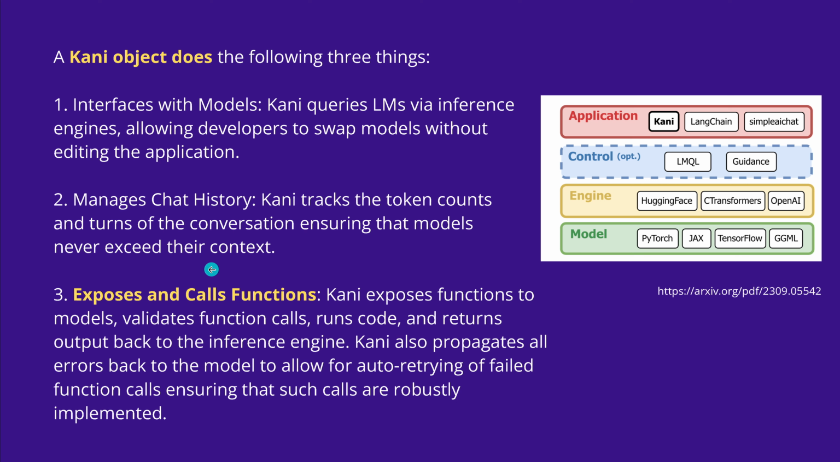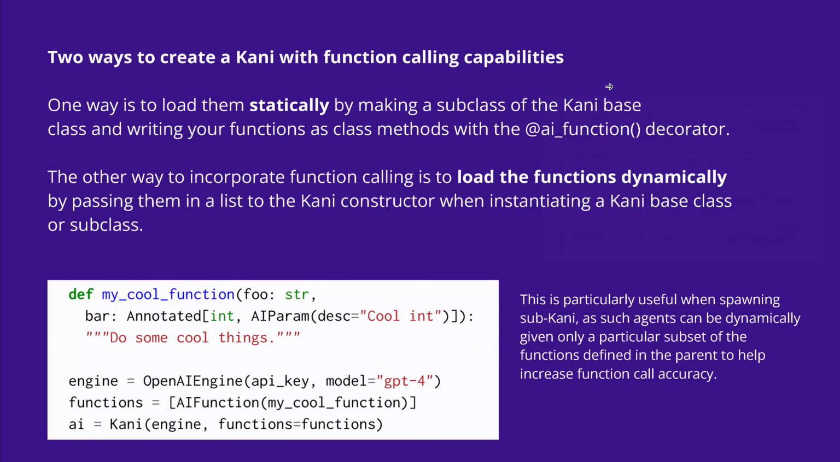And it exposes and calls functions. Kani exposes functions to models, validates the function calls, runs the code, and returns output back to the inference engine. It propagates all errors back to the model to allow for an auto retrying of failed function calls, ensuring that such calls are robustly implemented. You see here in the visualization exactly where it is located.